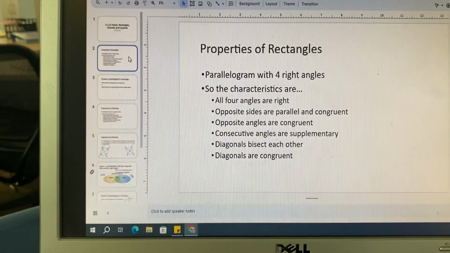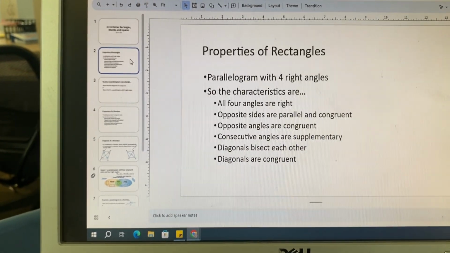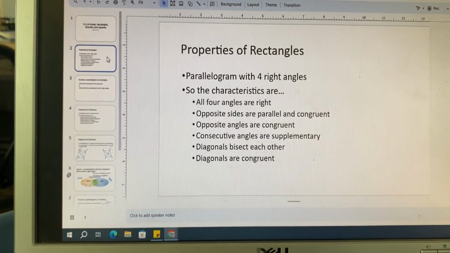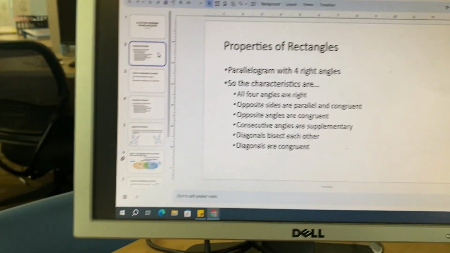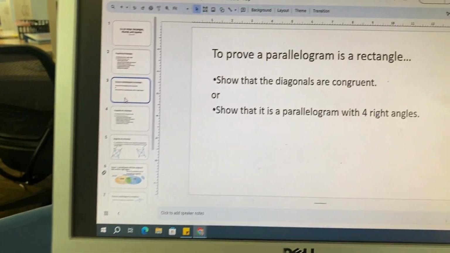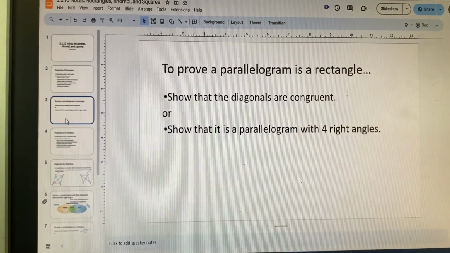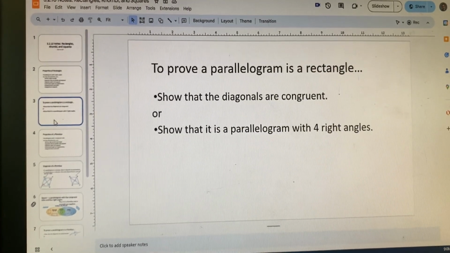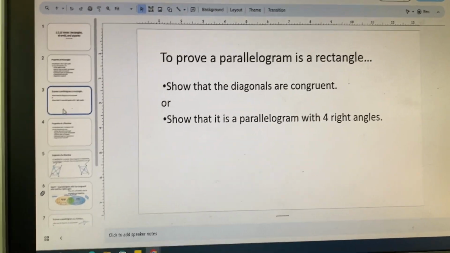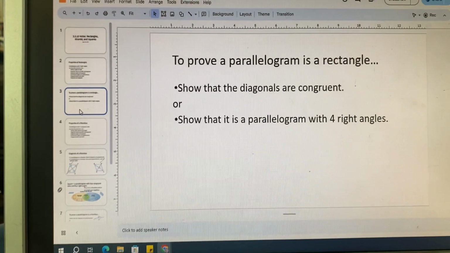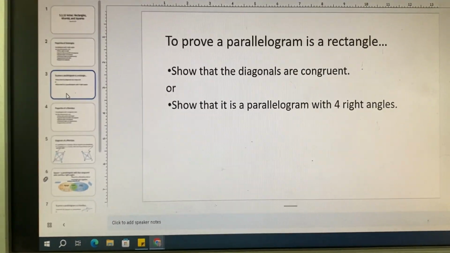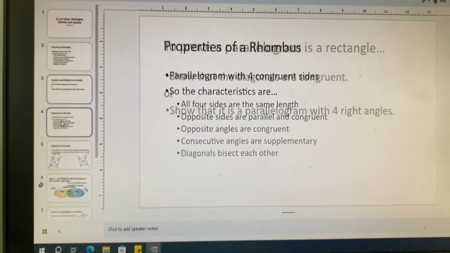The consecutive angles are supplementary, the diagonals bisect each other, but this time, especially with the rectangle, the diagonals are congruent. Okay, if you want to prove that a parallelogram is a rectangle, all you have to do is show that the diagonals are congruent or show that it's a parallelogram. So prove that it's a parallelogram and prove that it has four right angles.